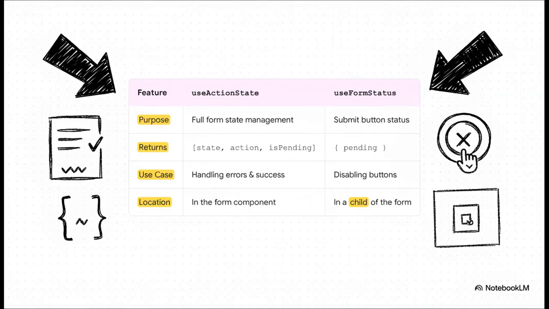So let's put it all together. This table makes the choice really simple. If you're in your main form component and you need to manage the whole shebang, errors, success messages, the loading state, you reach for useActionState. If you're building a reusable component inside that form, like a submit button that just needs its own spinner, you use useFormStatus. It's all about putting the right tool in the right place.